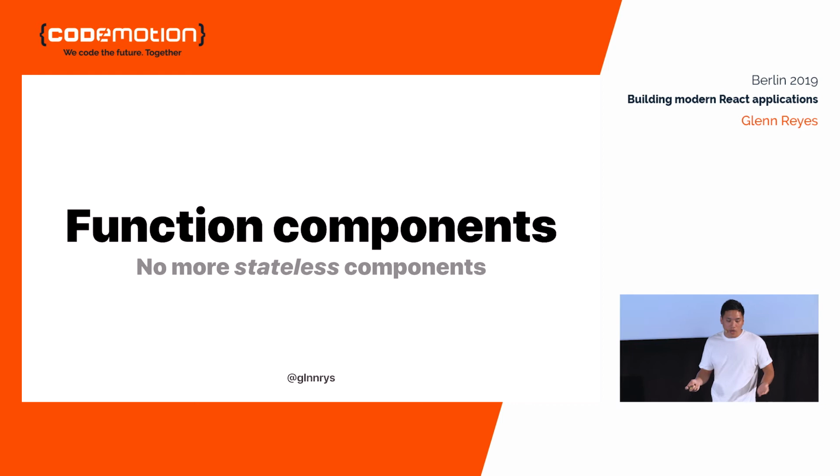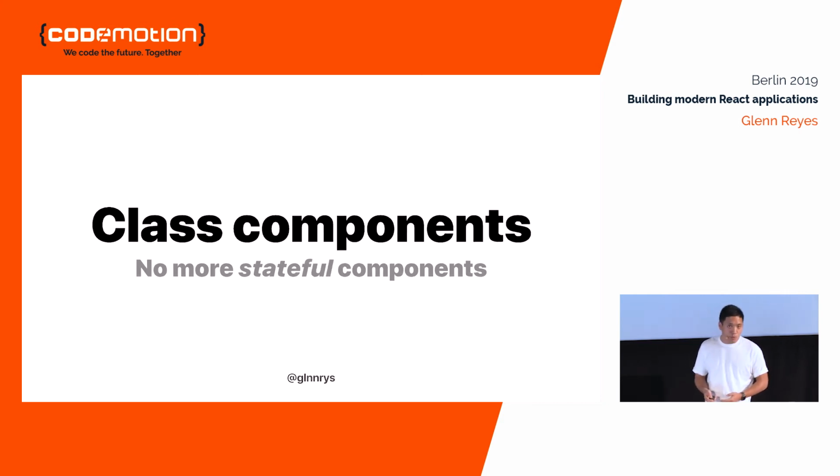So function components, and there are no more stateless components. Previously we had stateless components, which is not very common anymore, and we now call them function components since then, as they may contain state now. Same with stateful components. They don't exist anymore. So they are now just simply class components, right? As function components can also include state.